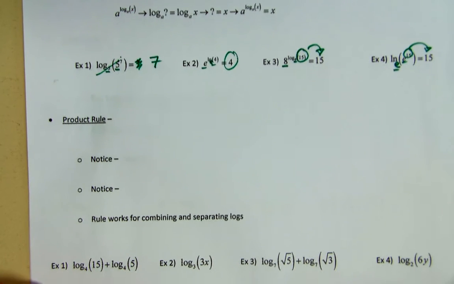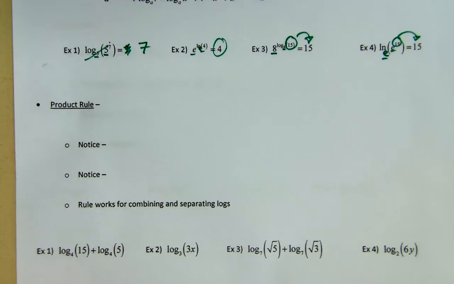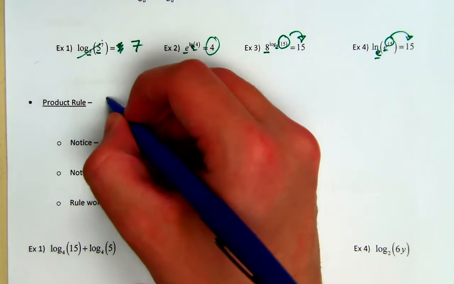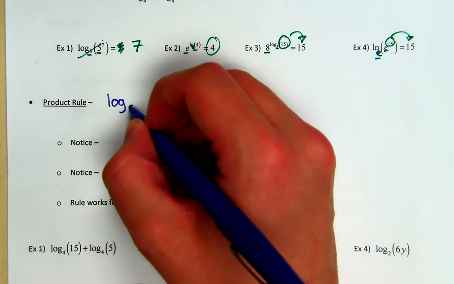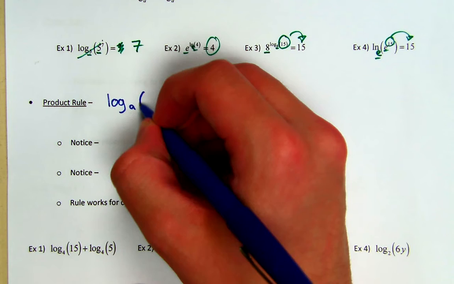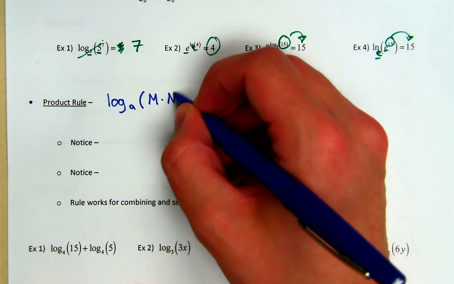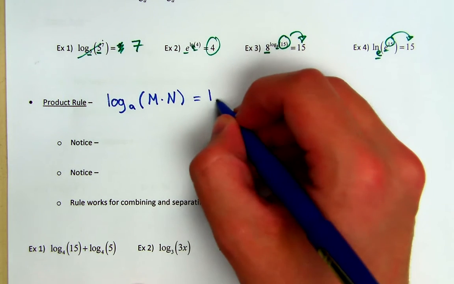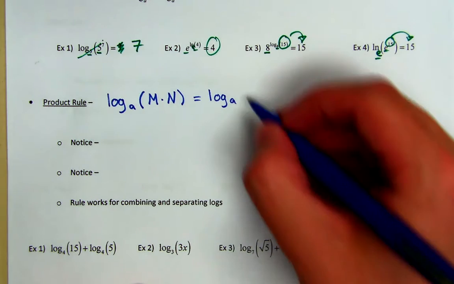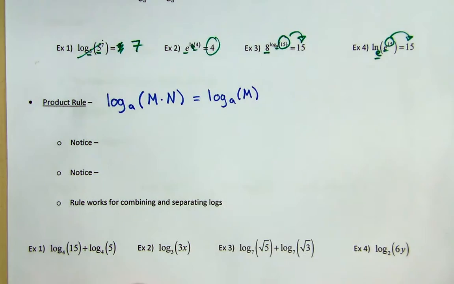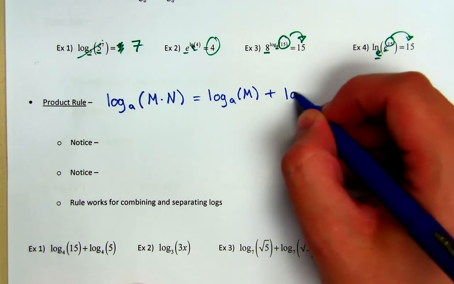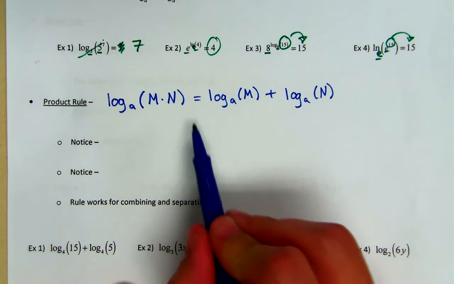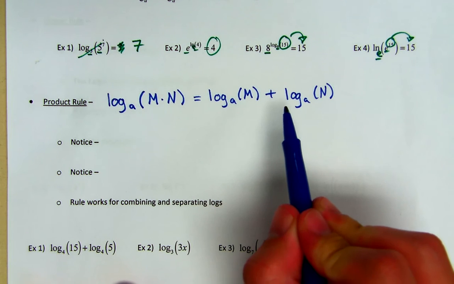All right. The product rule. So this is where things get a little bit more complicated. The product rule says if you have a logarithm of base a of m times n, that can equal the log, same base a, of m added to log base a of n. So basically, multiplication becomes addition.